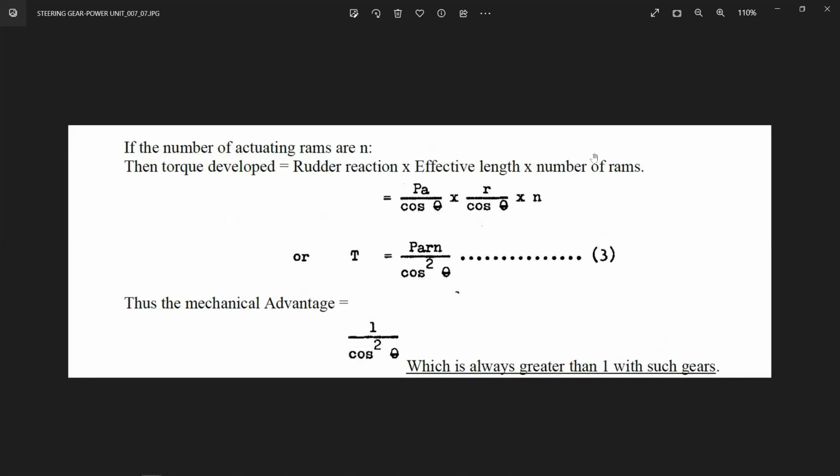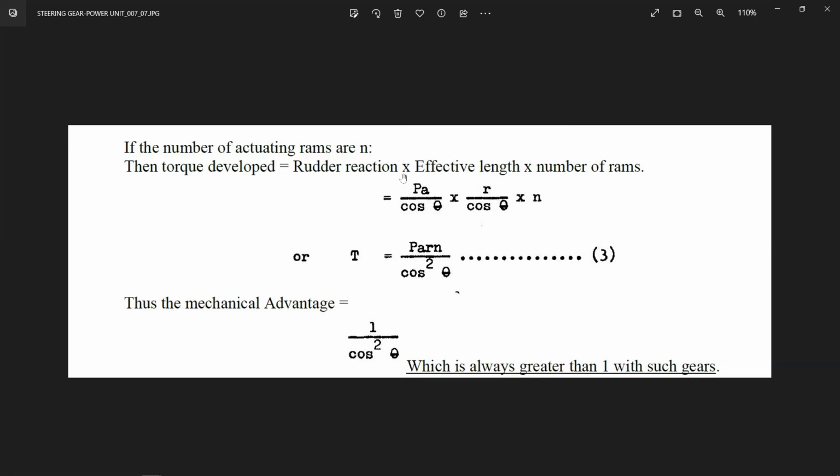Okay, and you're not talking about the area. Area is also to be added over here, because the torque measure will be PARN. So PA is the rudder reaction that is added over here. P is the pressure, A is the cross-sectional area, R is the length, and N is the number of rams.